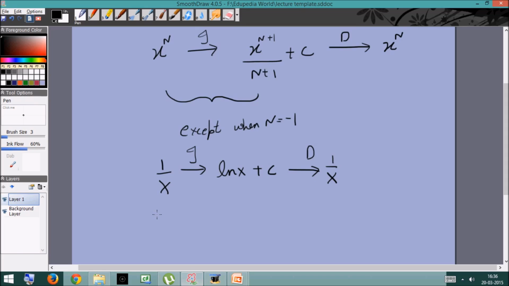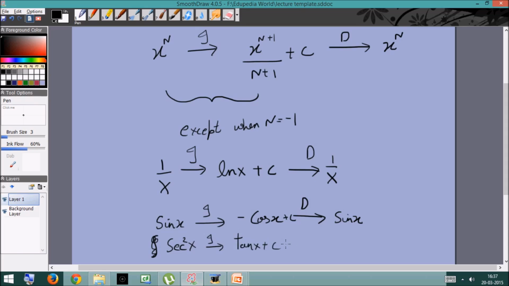The integral of sin x would be minus cos x. And the reason for that is the derivative of cos x is minus sin x. So the derivative of minus cos x would be sin x. There's a plus c here as well. There's always a plus c when you indefinitely integrate something. Similarly, the integral of sec squared x would be tan x plus c, which we differentiate and we'll get sec squared x again.